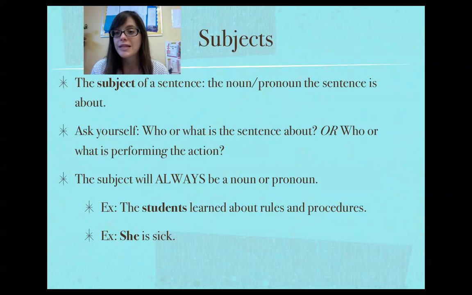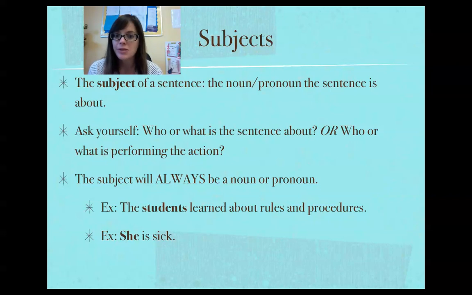Alright, so let's start with subjects. Now, this is going to be very important because when we get to complete sentences and improving our writing, subjects are going to be something we talk about a lot. The subject is the noun or pronoun that our sentence is about. Okay, so a couple questions you should ask yourself if you're having trouble finding the subject: who or what is the sentence about, and who or what is performing the action? Okay, but you have to remember the subject will always be a noun or pronoun.